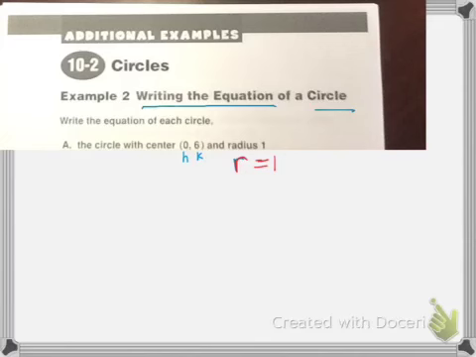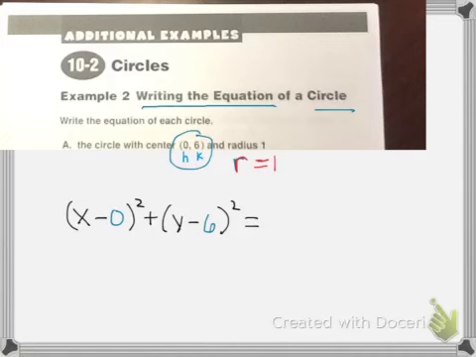So we're going to take our template. Remember, the template is x minus something squared plus y minus something squared equals the radius squared. And we're going to fill in what the given is. Since my new center is at 0, 6, I fill those in there. Since my radius is 1, I'm just going to go ahead and write 1 squared. But my final answer, since this is a 0 over here, is simply x squared plus y minus 6 quantity squared equals 1. And that would be the equation of the circle that's centered at 0, 6 with a radius of 1.